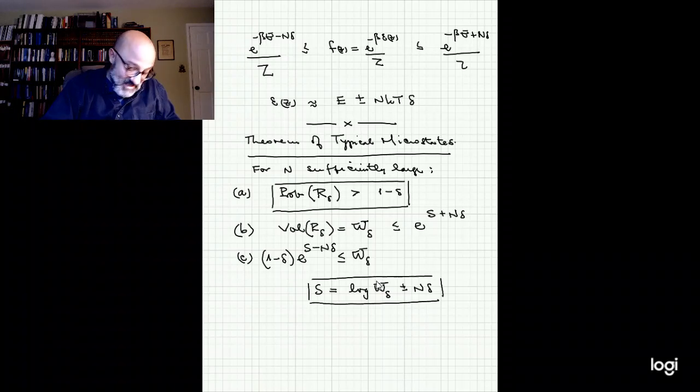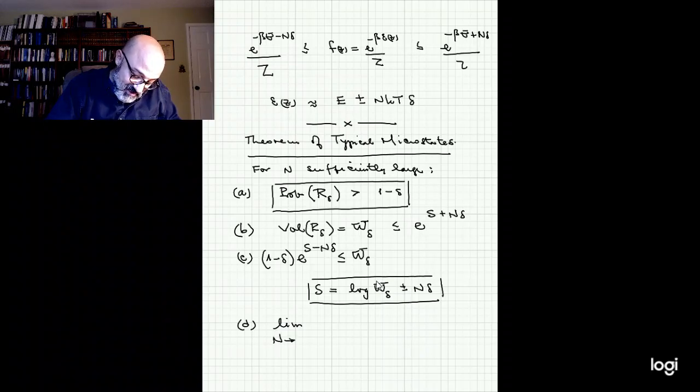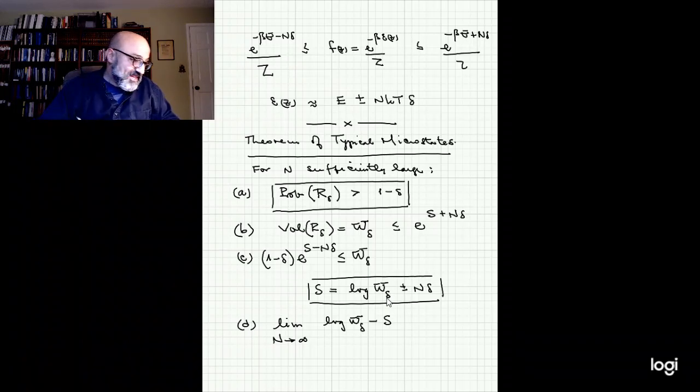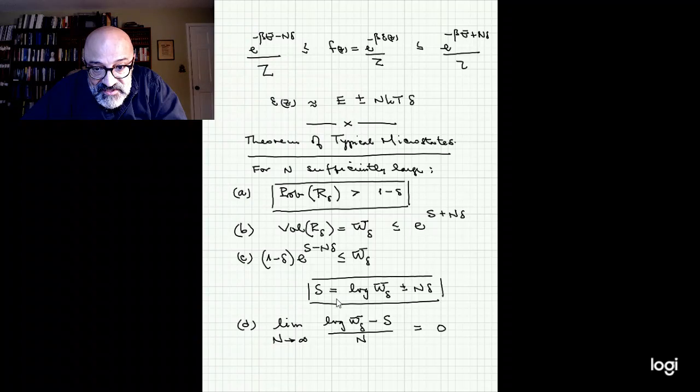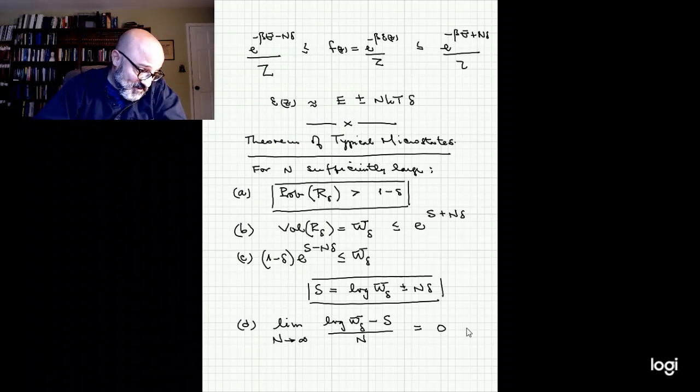And finally, for C, the last is that the limit as N goes to infinity of log W minus S, divided by N, is 0. This is making the previous statement a little bit more rigorous. In other words, whatever difference you have between those two guys here, it's not quite equal to zero, but if you divide by N, it goes to 0. So this is the proper expression. Very good. So what does this mean?